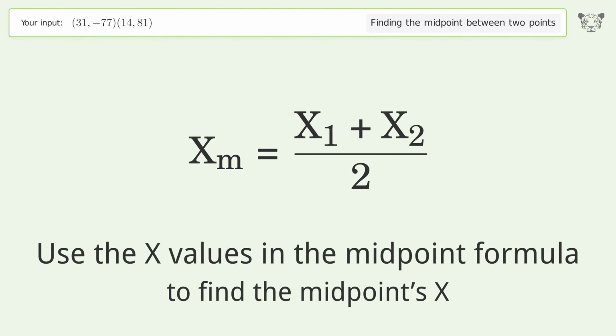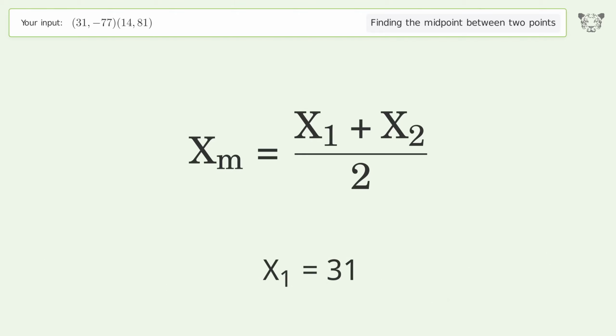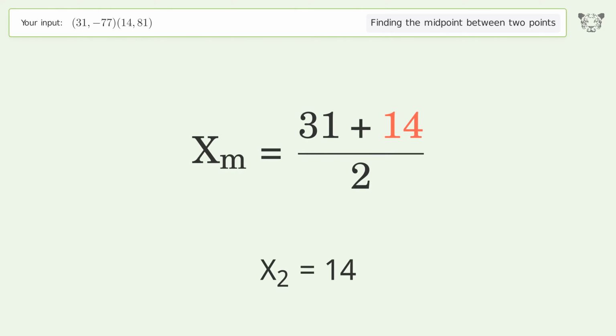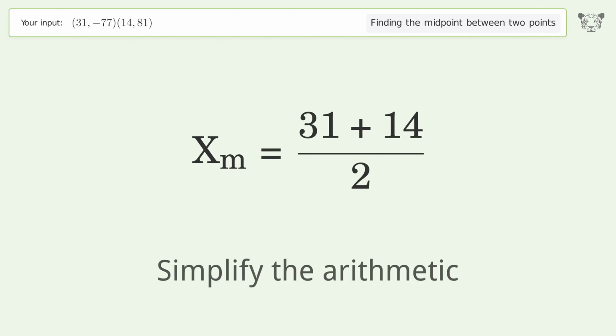Use the x values in the midpoint formula to find the midpoint's x. x1 equals 31. x2 equals 14. Simplify the arithmetic.